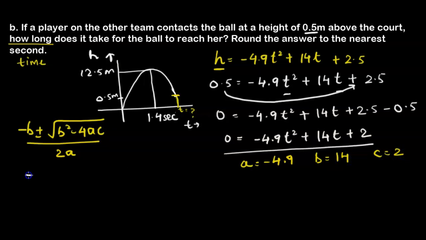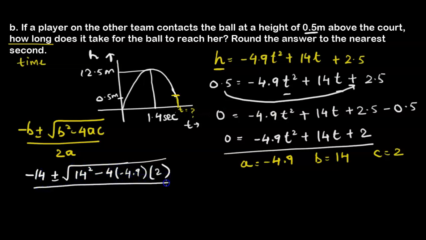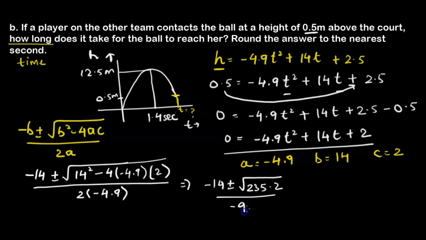Negative b means we have negative 14 plus minus the square root of 14 squared minus 4 times a, which is negative 4.9, times c, which is 2, divided by 2 times negative 4.9. When we put all of this on the calculator, we get the square root of 235.2, the whole thing divided by 9.8 with a negative sign. Then we get negative 14 plus minus 15.3 divided by negative 9.8.